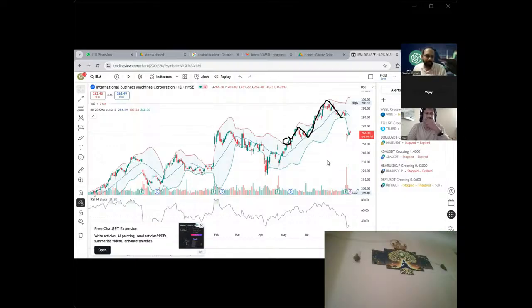So with this moving average, whenever the price is near the upper band, you have to consider this moving average as a support, and whenever the price is near the lower band, you have to consider this moving average as a resistance.